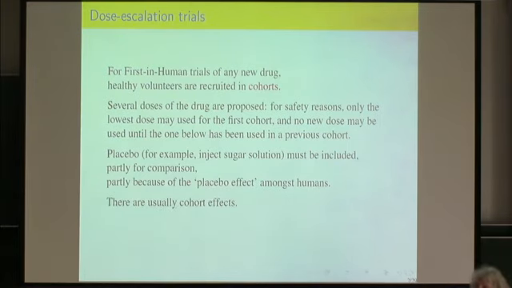And in my experience, you should always assume cohort effects. For example, you might be trying out a drug on hay fever and there are pollens one week and not the next. So the question is, how should we design these trials? And one of my references at the end will be to the textbook that tells you how you're supposed to do it.